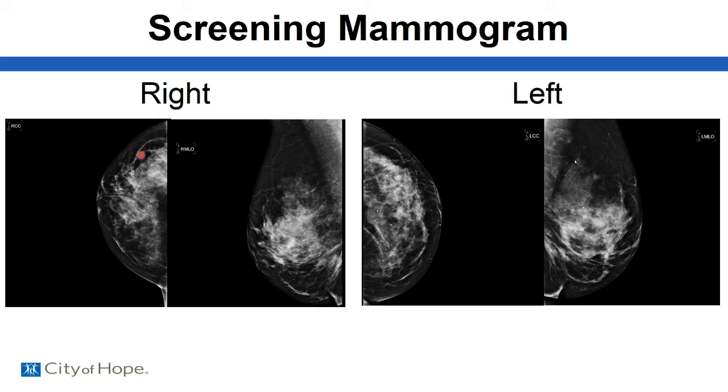And so in this area, there's kind of a more dense region that we're interested in, that the radiologist wanted to take an extra look at. And in the opposite breast, there are some benign calcifications and even a prior biopsy clip that was benign.